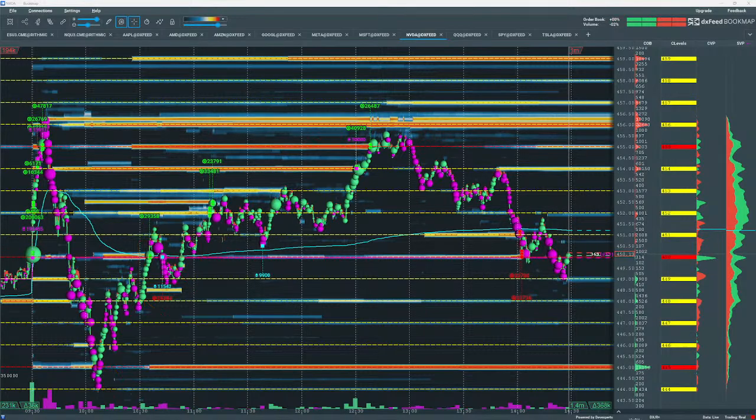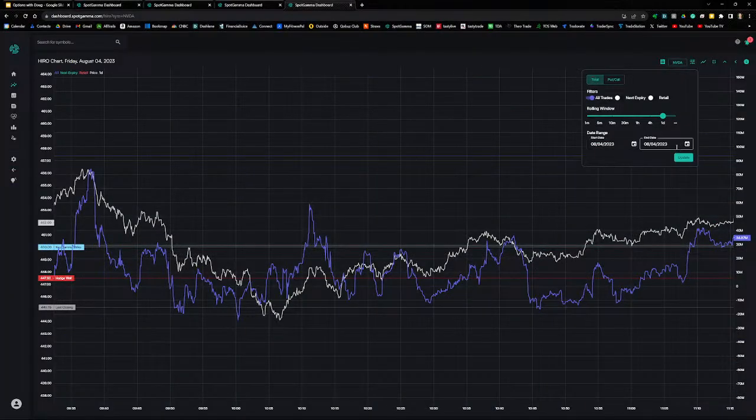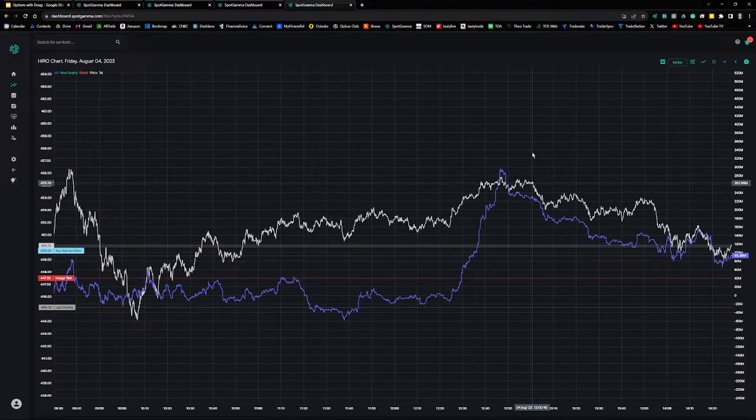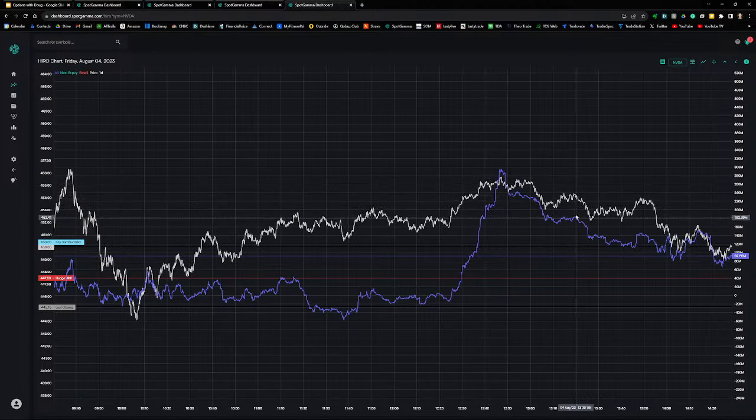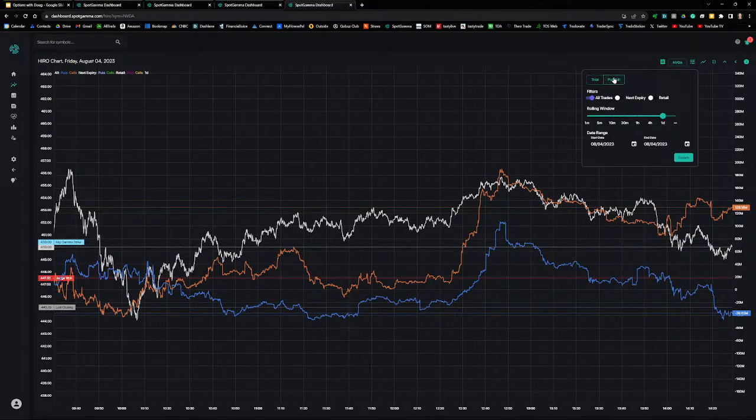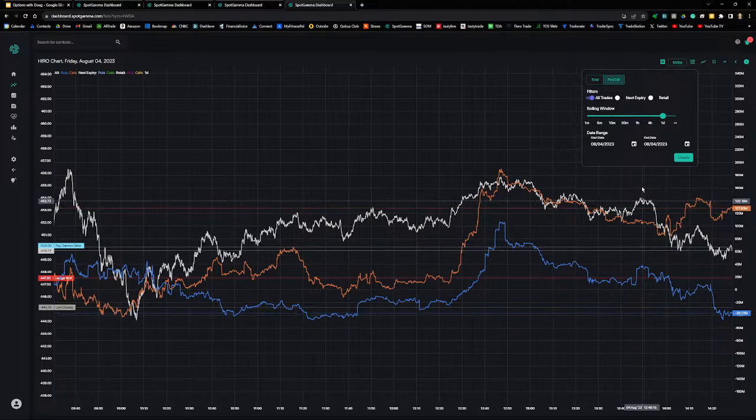Let's go back and take a look at Hero. So options traders make one last push up to right around 12:50, 1 o'clock, and then again they start buying puts and selling calls, and price starts to move lower.